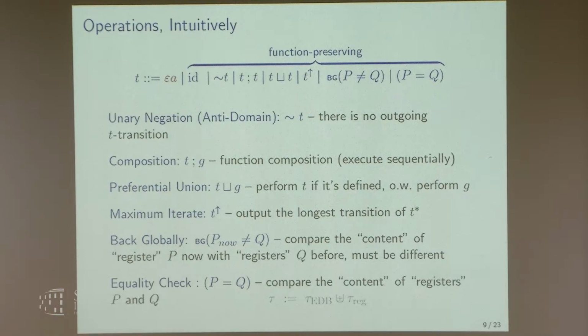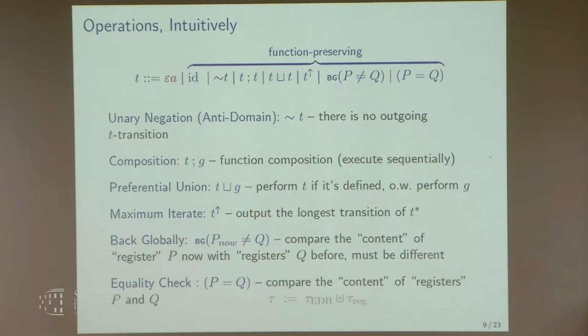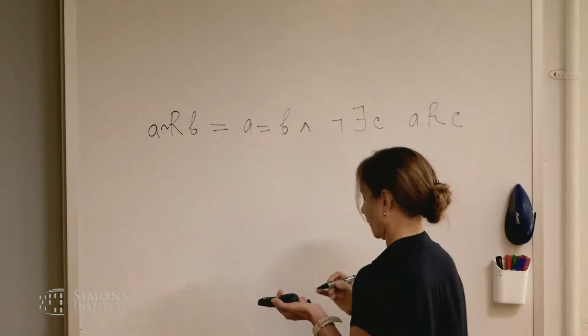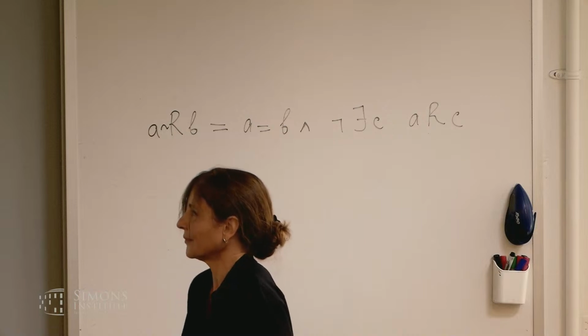Intuitively, the operations are as follows. The main fundamental property is that they are function preserving. That is, if atomic relations are functional, then so are all algebraic expressions. The operations are unary negation or anti-domain. It essentially says that there is no outgoing transition. Initially, it was introduced this way. This is the intuition behind unary negation. There is no way to extend from A to any C.